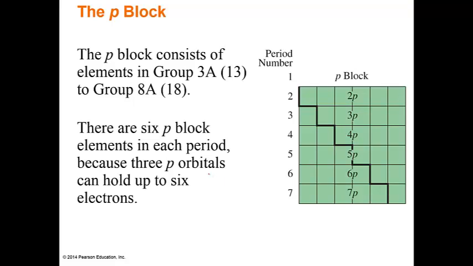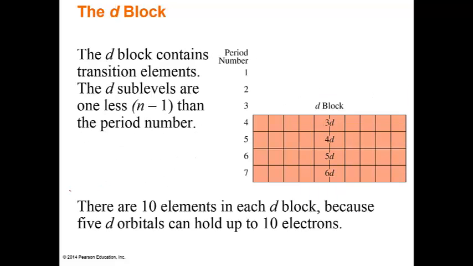The P block consists of elements in group 3A through group 8A. There are 6 P block elements in each period because 3 P orbitals can hold up to 6 electrons, right? So we have the S orbitals, they can hold 2 electrons. Now we have the P orbitals, which can hold 6 electrons.